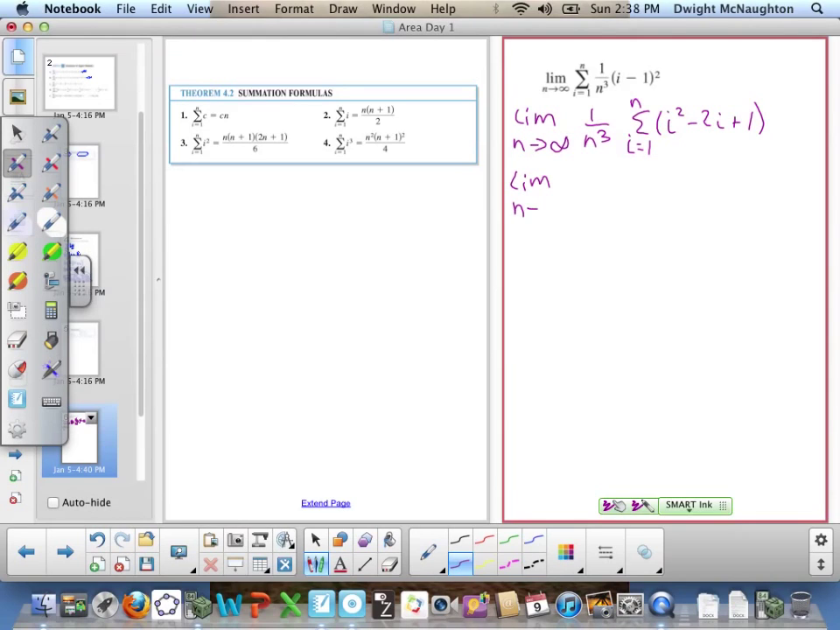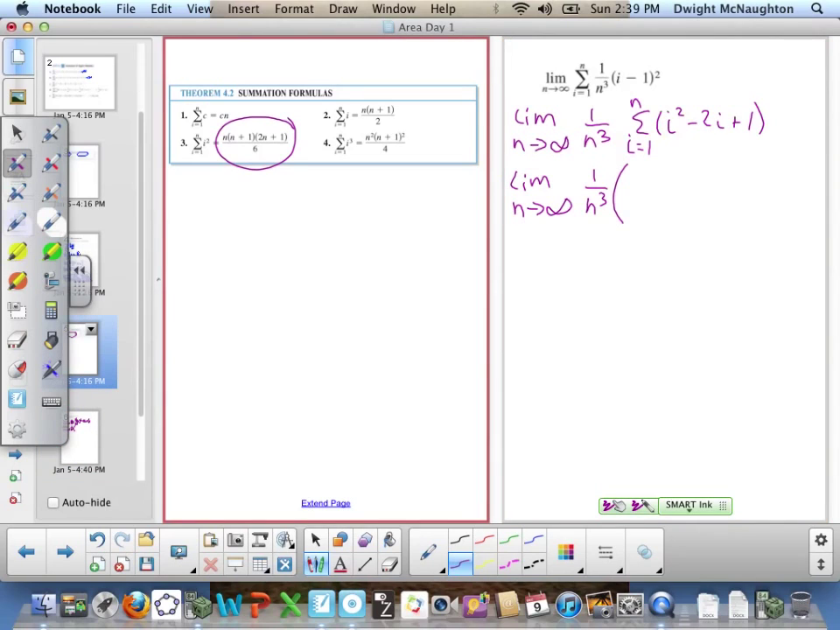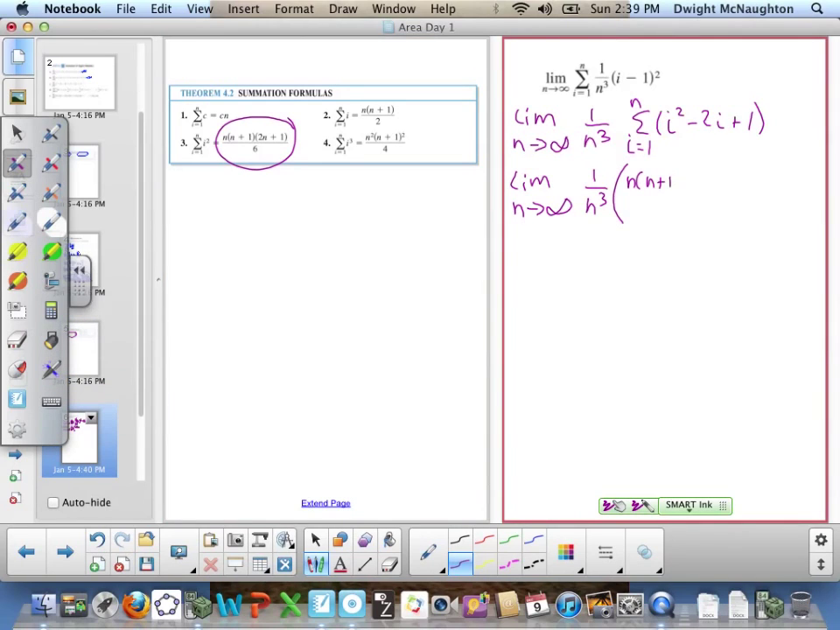The limit as n approaches infinity, 1 over n cubed. For i squared, we got n times n plus 1 times 2n plus 1 all over 6, minus 2 times the summation for i, which is n times n plus 1 over 2, plus the summation for 1, which is n. All right? Now it's simply a matter of cleaning it up a bit. All right? I'm going to distribute n here, distribute n there.